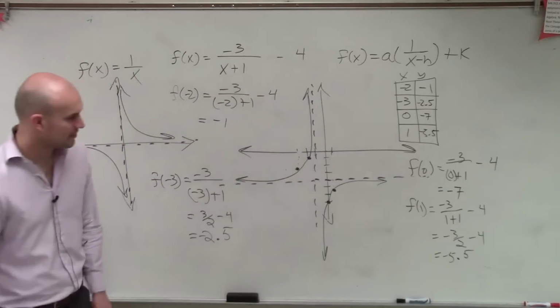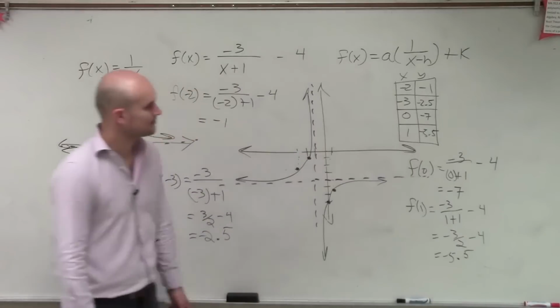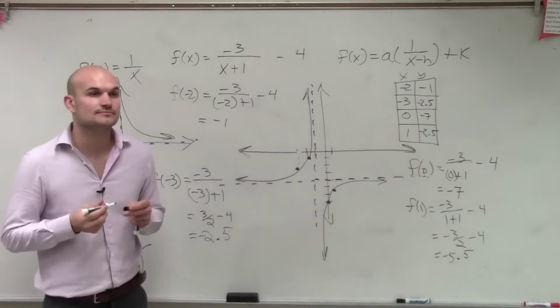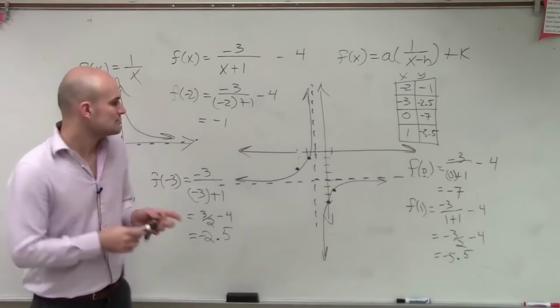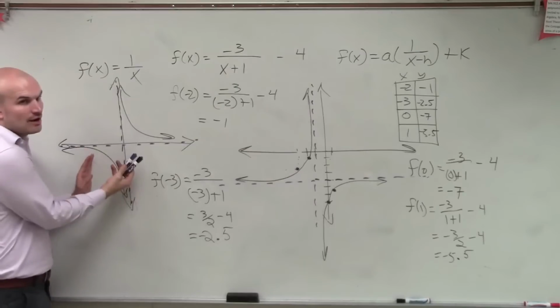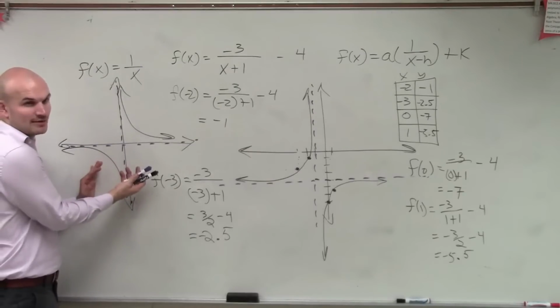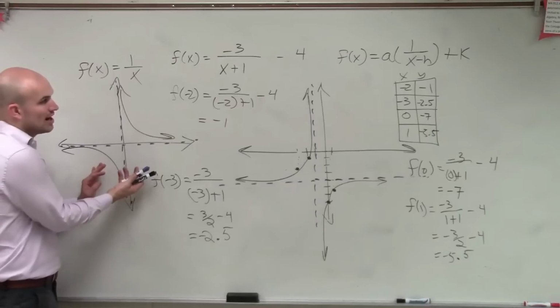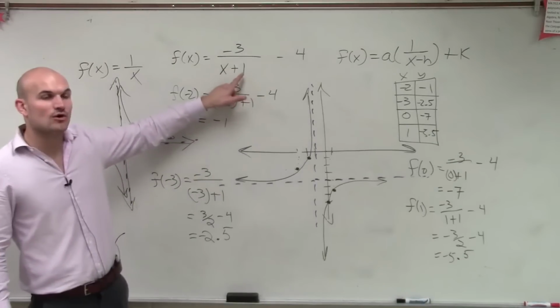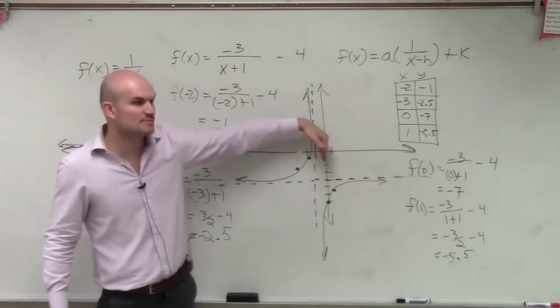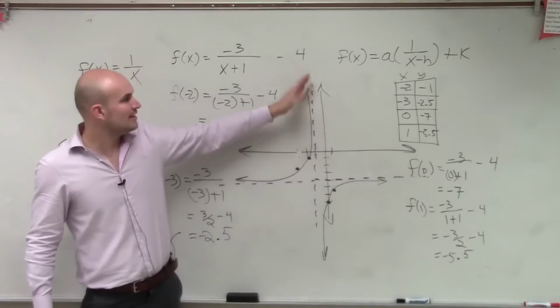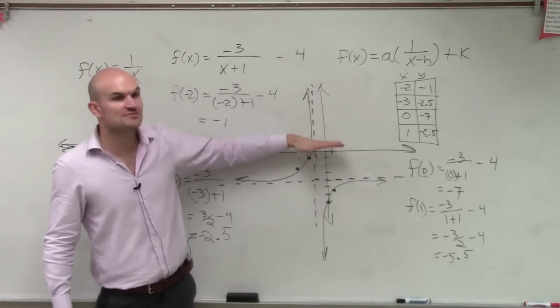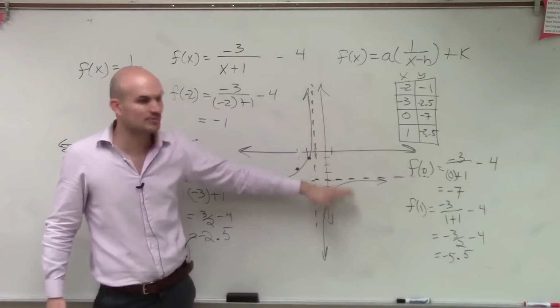So the actual shape of the graph is going to look like that. Yes? OK. So remember, here are my asymptotes. Right now they are at x equals 0 and y equals 0. Since I shifted it horizontally to the left, I just moved the asymptote over to the left. And since I shifted it down 4, I just moved the horizontal asymptote down 4.